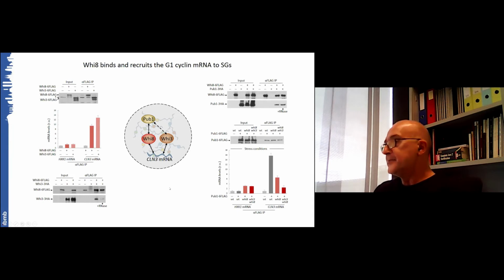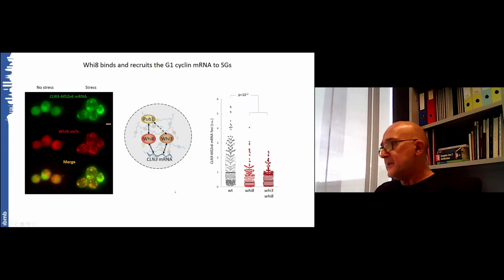We also went ahead and asked about their colocalization, and that's what we found. V8 was found pretty much in the same granules where we could detect the CLIN3 mRNA. And this colocalization required the presence of V8, especially V8, which is the one that we were interested in this work.